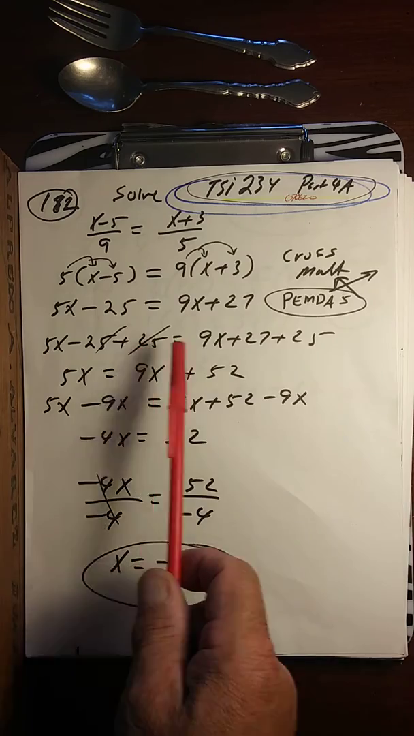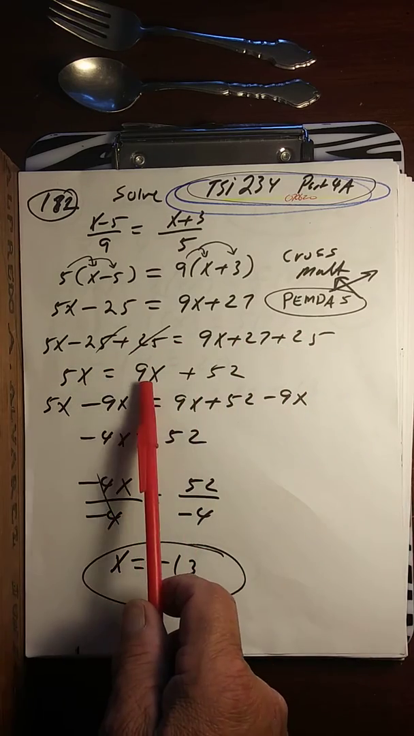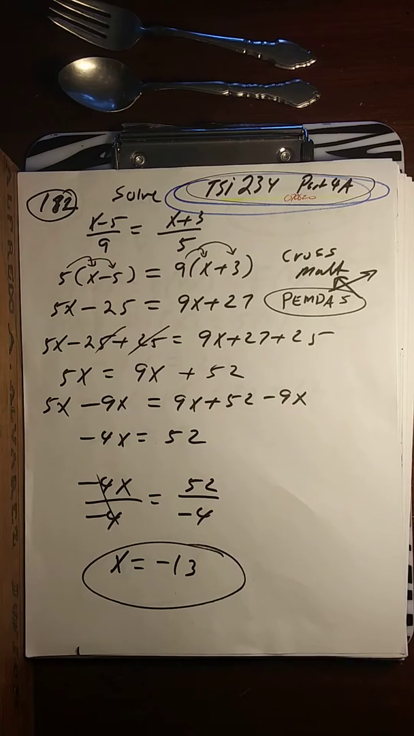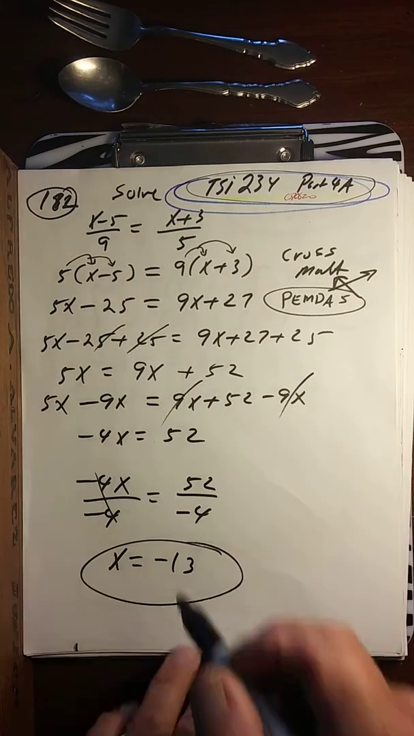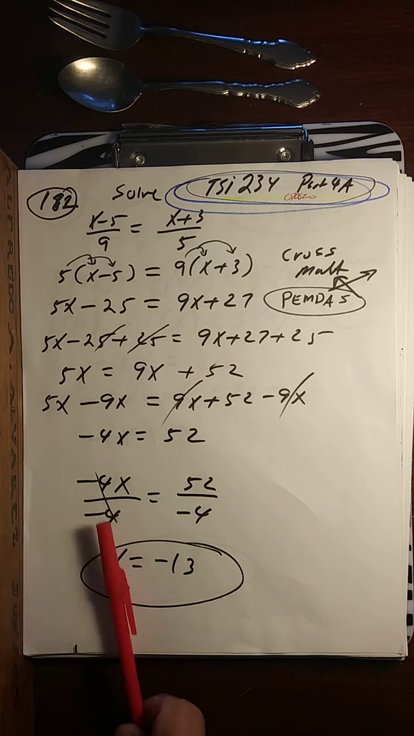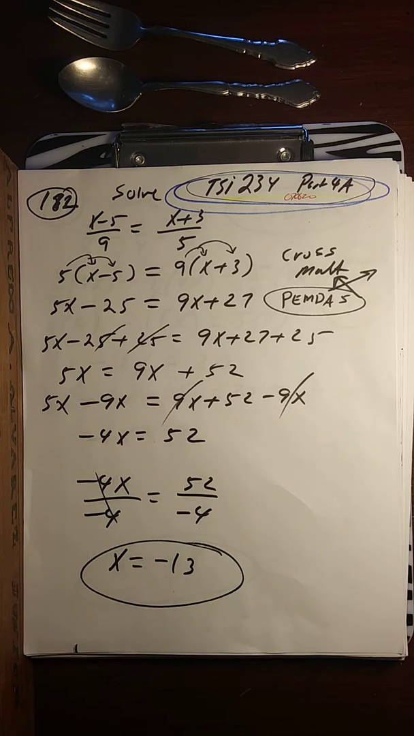Now we're going to add 25. So 5x equals 9x plus 52. So now minus 9x, and I know that these are gone out of here. So we have left negative 4x equals 52, divided by negative 4, divided by negative 4. So x is what? Negative 13.